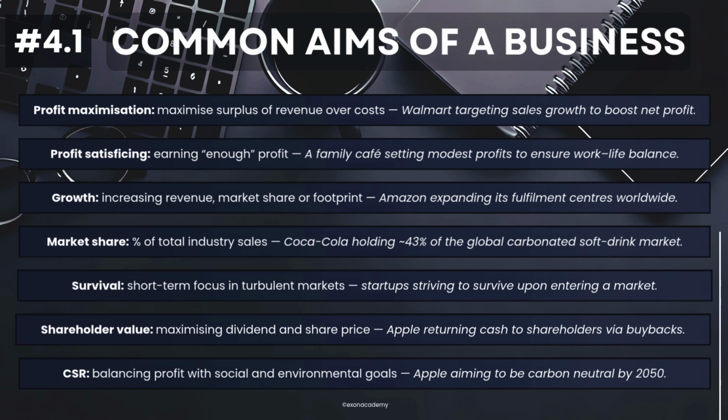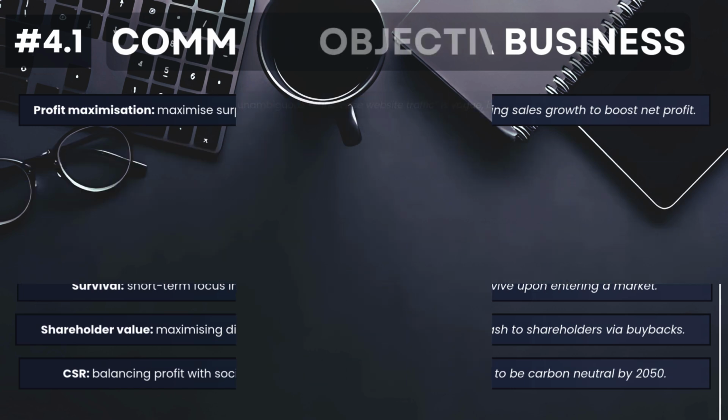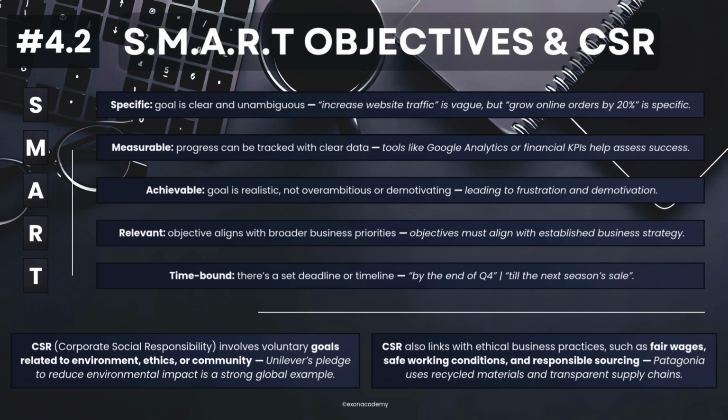Lastly, we have corporate social responsibility, or CSR. These are goals focused on doing good, like helping communities, protecting the environment, or improving working conditions, alongside making profits. We'll go deeper into CSR in the next slide. To stay focused and effective, businesses often use the S.M.A.R.T framework to set their goals. Let's quickly break that down.